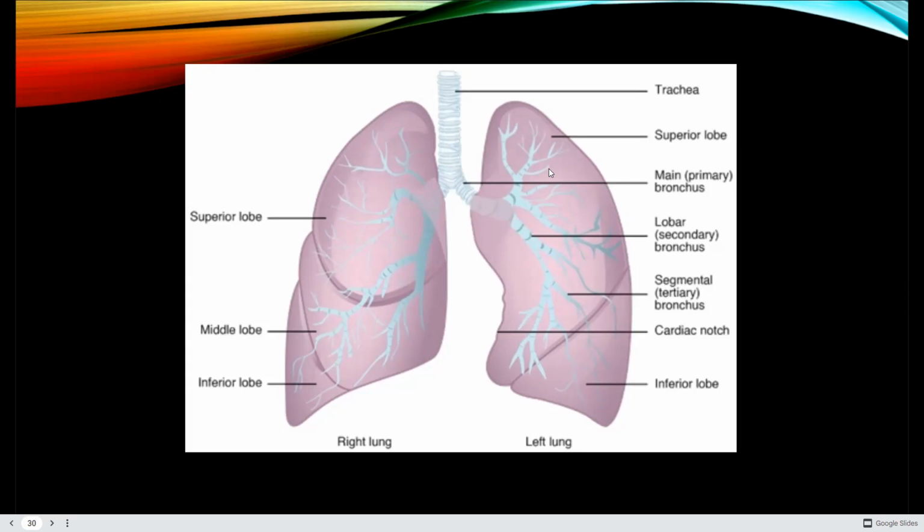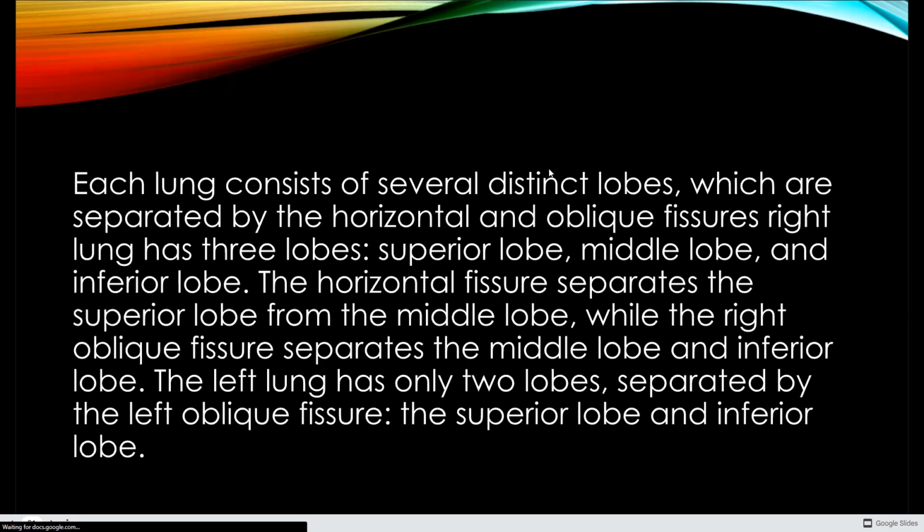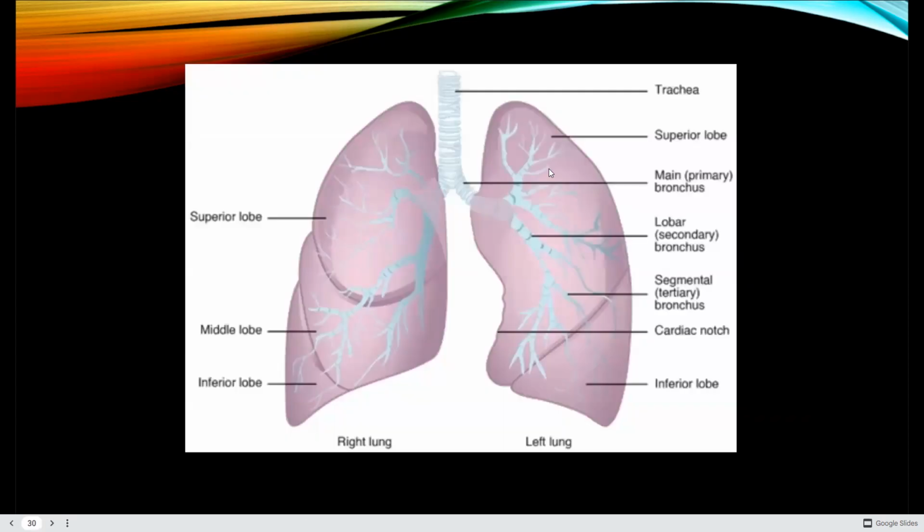Let's move forward. Each lung consists of several distinct lobes, which are separated by horizontal and oblique fissures. The right lung has three lobes: the superior lobe, middle lobe, and inferior lobe. The horizontal fissure separates the superior lobe from the middle lobe, while the right oblique fissure separates the middle lobe and the inferior lobe. These are fissures.